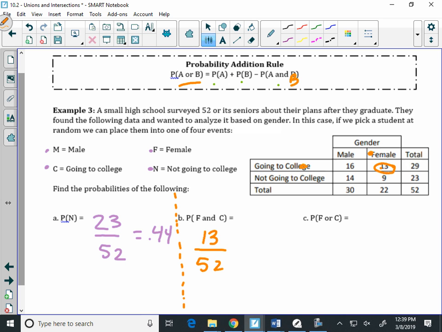Again, for practice sake, what is that as a decimal? It should be on the nose, actually. 0.25. So that means 25% of those 52 people are female and they're also going to college. They're both.